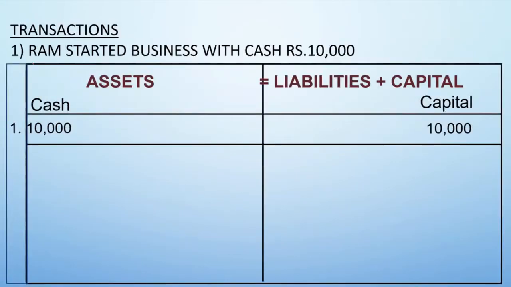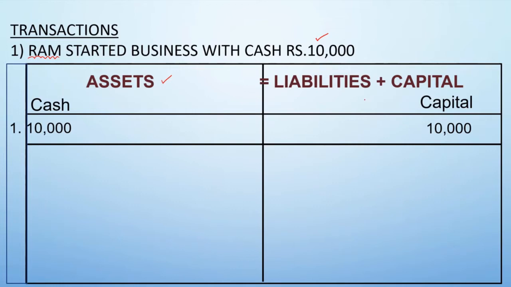The example says that Ram started business with cash of 10,000. When Ram is starting the business, we have to think of the two sides, that is, whether it is increasing the asset or increasing the liability. As Ram is the owner who starts the business, he has invested 10,000. Any amount invested by the owner is termed capital for the business, which is the internal liability.